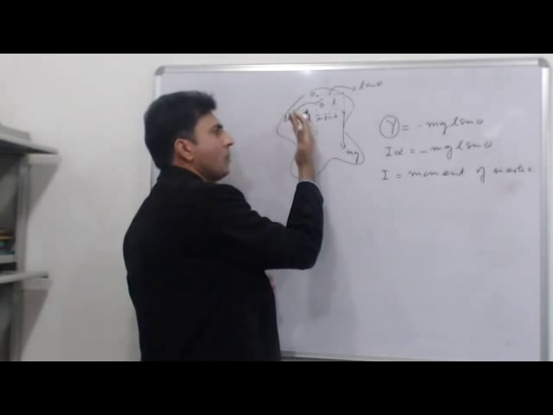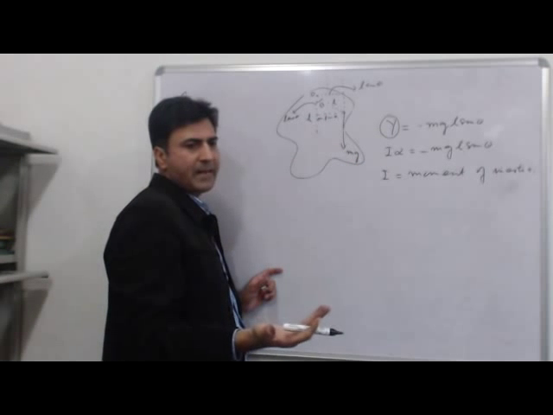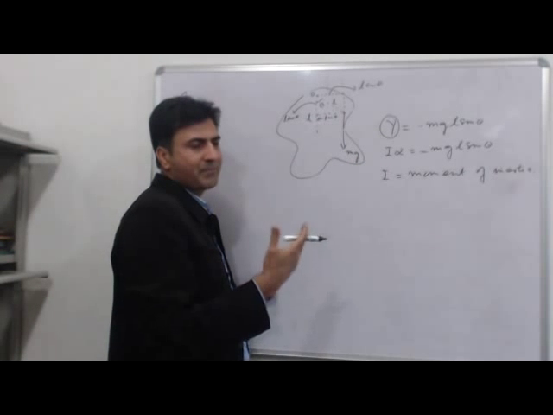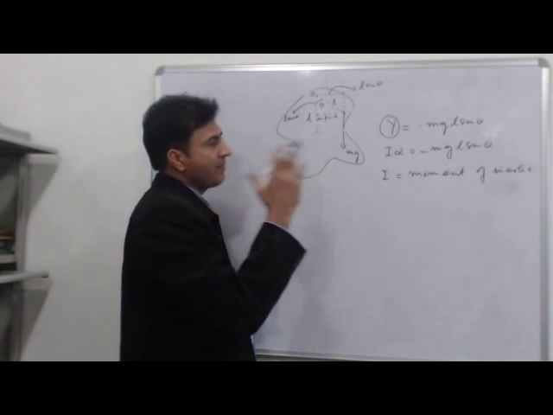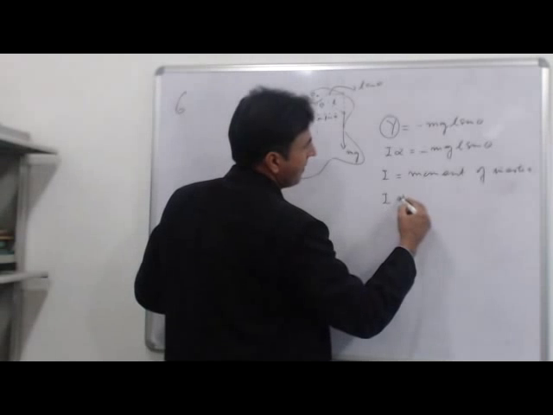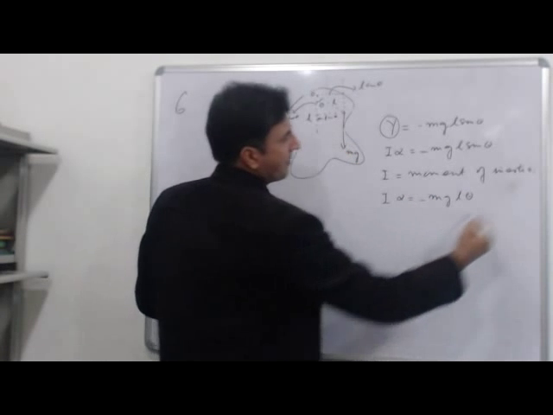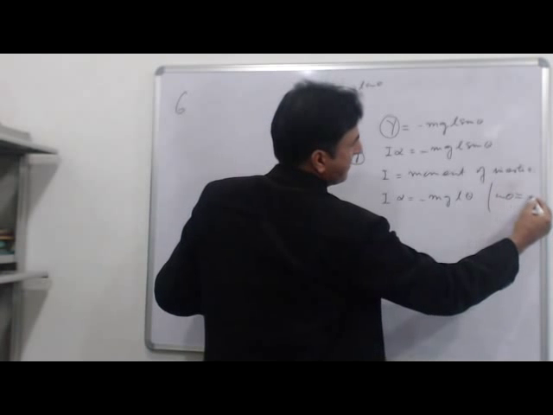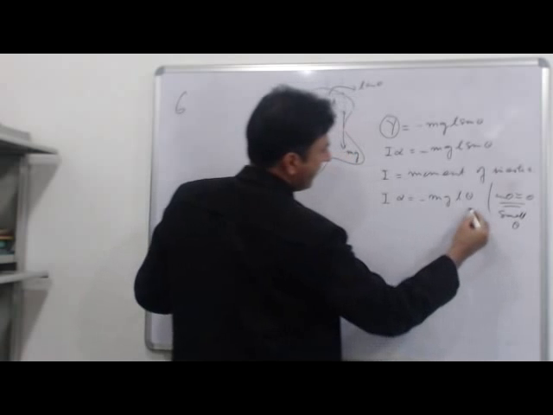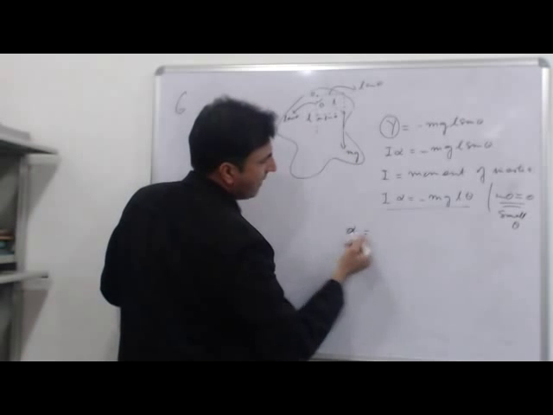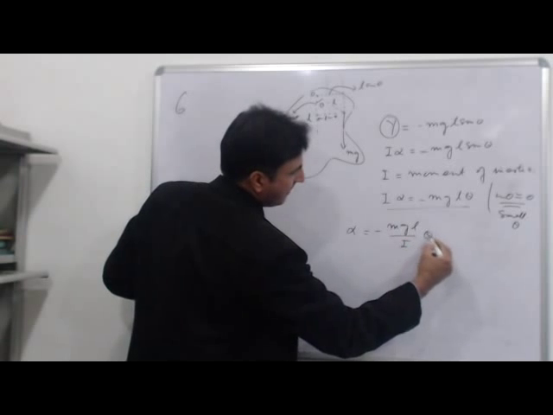If the displacement is very small, I mean theta is very small, then sin theta can simply be replaced by theta itself, which we already know through mathematics. So we can write I alpha is equal to minus mgL theta. Sin theta can be written as theta for small theta. Now here alpha, that is angular acceleration, is minus mgL by I theta.